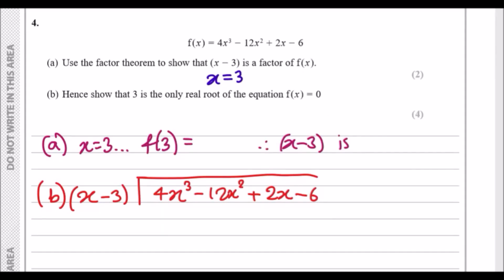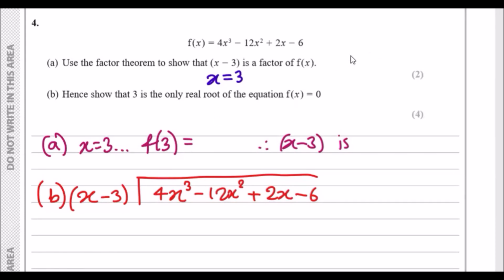Okay, guys, number 4. Let's check it out. So here we're given a cubic equation as a function. So we know it's cubic because it begins with an x cubed term. Now the question tells us that we need to use the factor theorem to show that x minus 3 is a factor of f(x). So essentially to show something is a factor, you just have to plug in the value of x equals 3 into this equation.